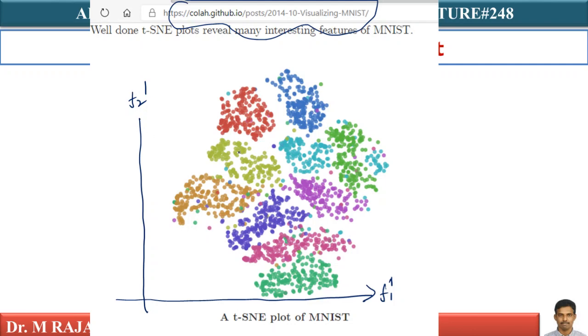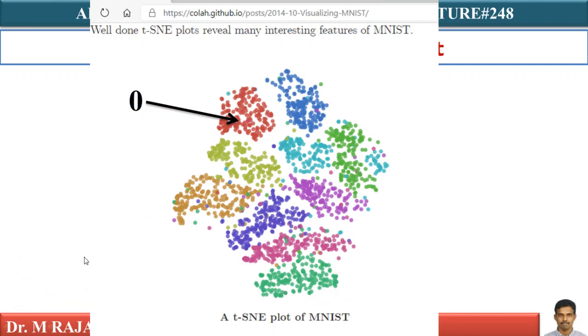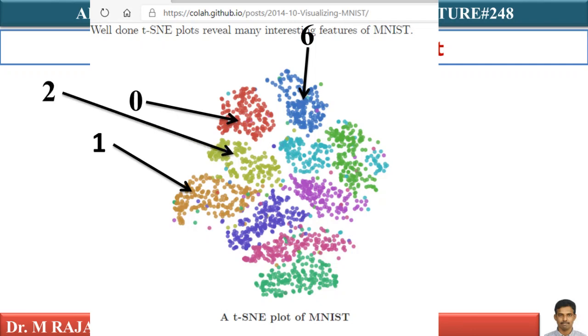After projection, this is the final outcome, isn't it? I have got 2 dimensions, f1 dash and f2 dash. If you observe carefully, these are zeros. These red points indicate zeros. All zeros are grouped together and all 6s are grouped together. All 1s are grouped together. All 2s are grouped together. All 5s. If you observe, you can write 5 in different manners. That's what I showed in the data set. These are zeros, but this 5 is grouped with zeros. Why? Because this 5 is almost written like 0, isn't it?